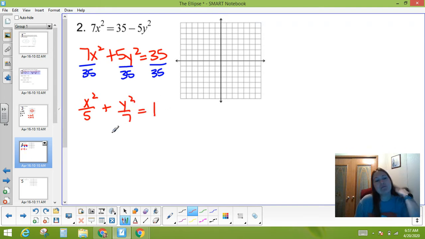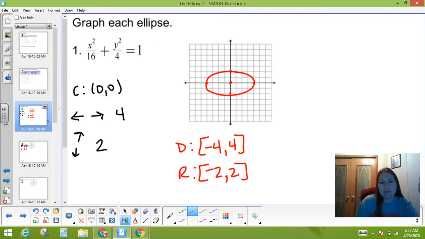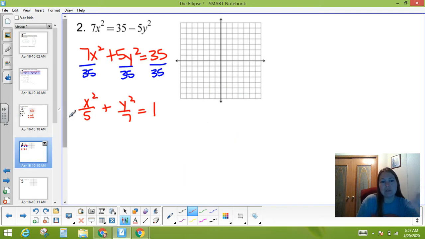All right, so for this one, you see how the number under y is bigger? That means this one's going to be taller than it is wide. For the one we just did, the number under the x was bigger, so it was wider than it is tall. So this one has a horizontal major axis, and number 2, we're going to have a vertical major axis. Okay, so in order to graph, what information do we need? We need to know where the center is, so we know where to count from.